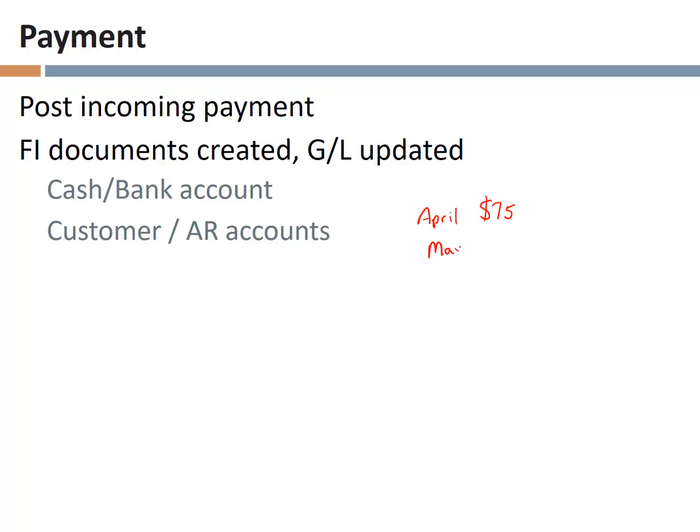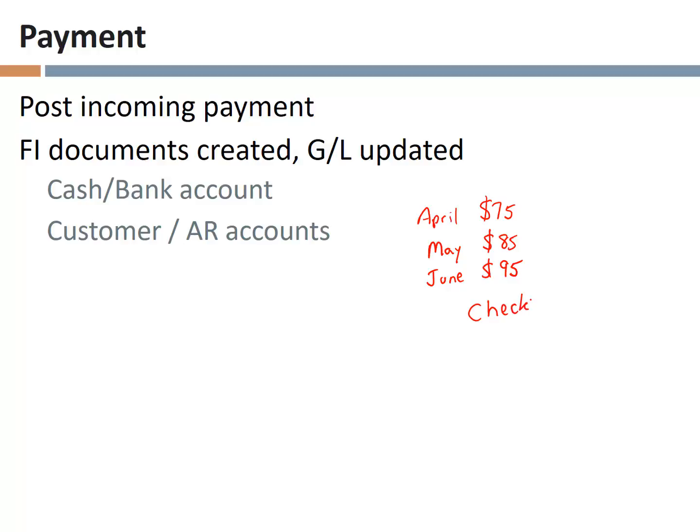In May, you get a bill for $85 more, but you still owe the $75 bill, and you still don't have any money, so you still don't pay it. Well, in June, you get another bill for $95. I guess you're running your air conditioner even more. And now they're telling you, if you don't pay us, we will turn off your electricity. So that gets your attention because you don't want to go without electricity, and so you send them a check.